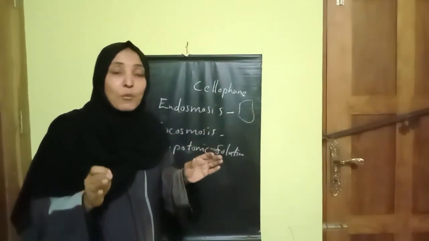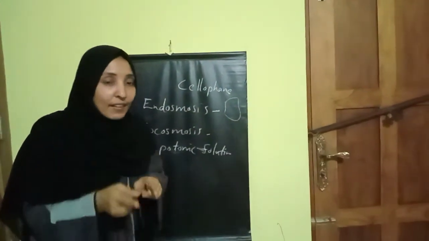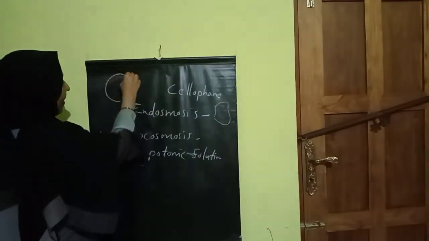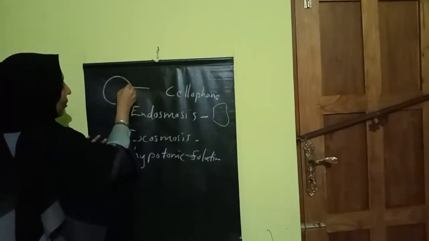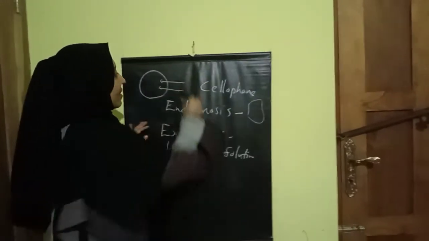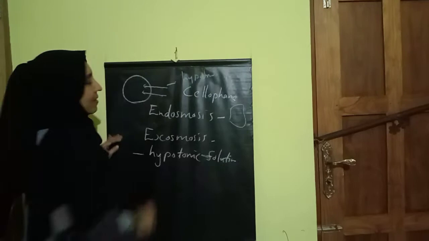Outside of the cell the solute concentration is very low, which means the water content is very high. So water from outside enters inside. Suppose this is a cell; the water molecules enter inside. So this surrounding solution is a hypotonic solution. That is one type of solution.